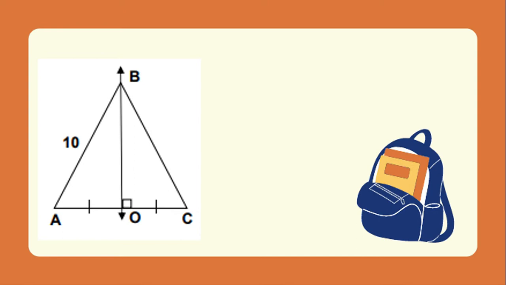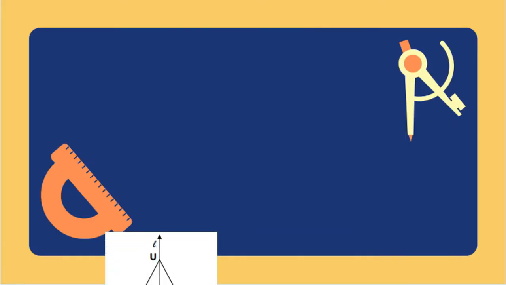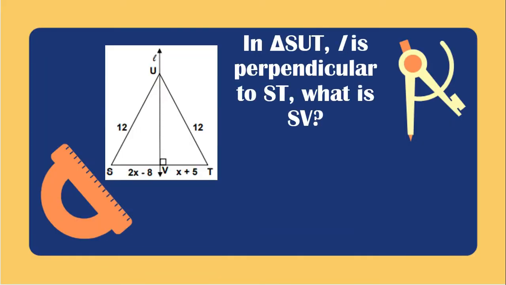Using this illustration, in triangle ABC, what is BC if AB is equal to 10? If we apply the perpendicular bisector theorem, BC is also 10. In triangle SUT, L is perpendicular to ST. What is SV? Looking at the figure, we can say that SV is equal to TV.